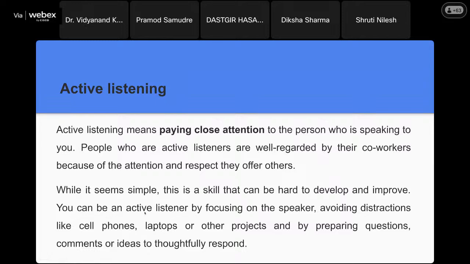Active listening. You can be an active listener by focusing on the speaker who is talking to you, avoiding distractions like cell phones, laptops, or other projects, and by preparing questions, comments, or ideas to thoughtfully respond. In a professional setting, this is very important. Whether you are a manager or in any other field, active listening has to be there.